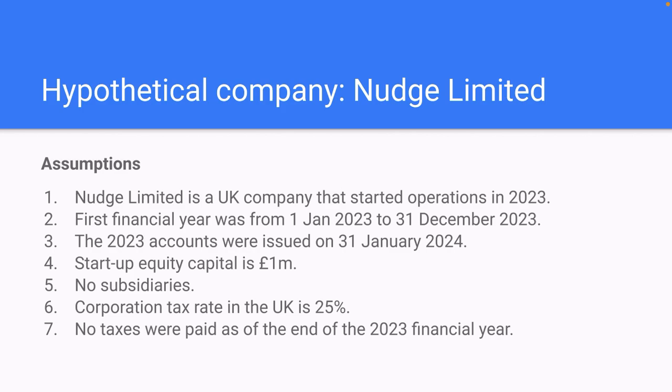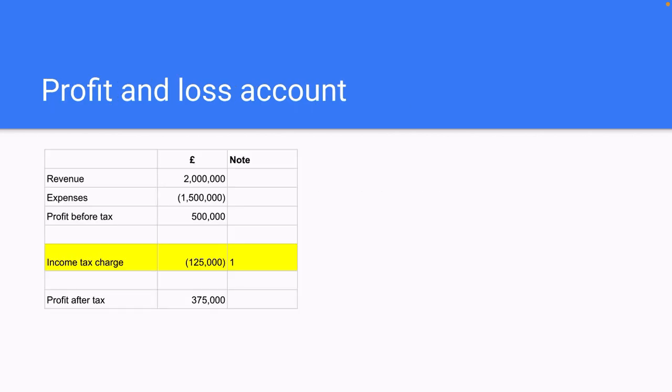So I'm going to show you different aspects of the financial statements to demonstrate this illustration. The first is your profit and loss account, and I know some people call it the income statement, but I just choose to use the traditional nomenclature. So you can see your revenue of £2 million, expenses of £1.5 million, profit before tax of 500k, income tax charge and income tax expense of 125k, and your profit after tax of 375k.